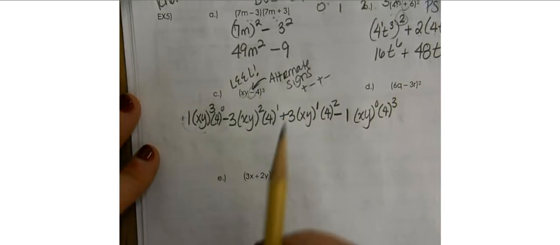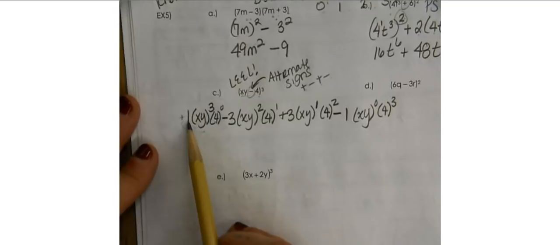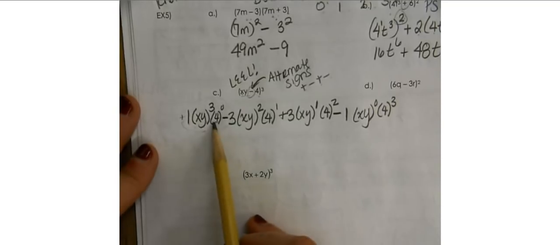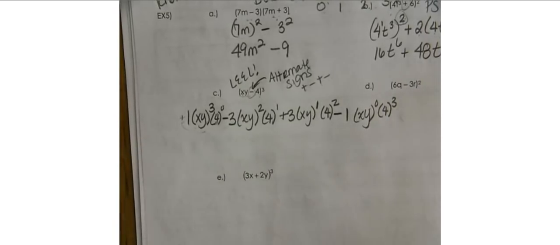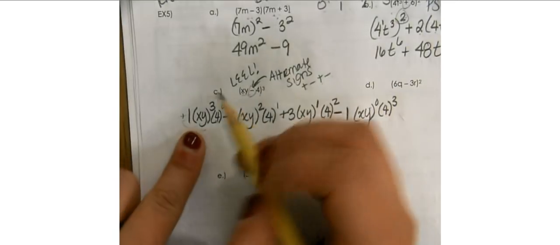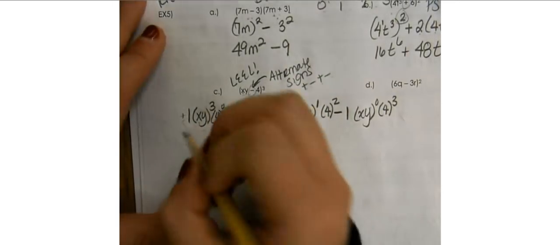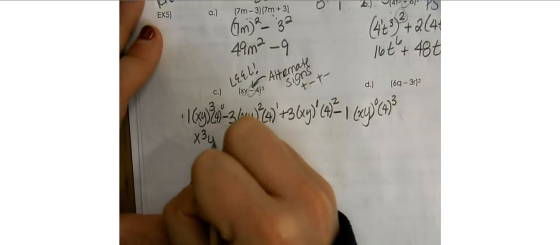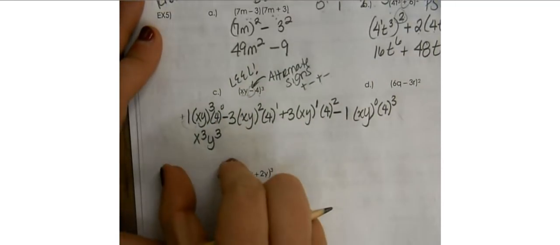The first thing I'm going to do is work with the numbers. I have 1 and 4 to the 0. Well, 4 to the 0 is just 1, and 1 times 1 is 1. So I'm not going to really write a number. If you want to write the number 1, that's fine too. Now I have x times y to the third power, so that's going to be x cubed, y cubed. And that's the result of my first term.